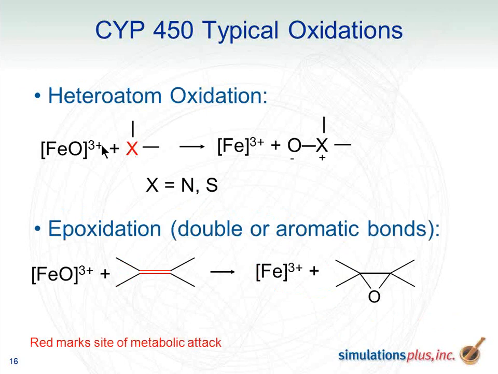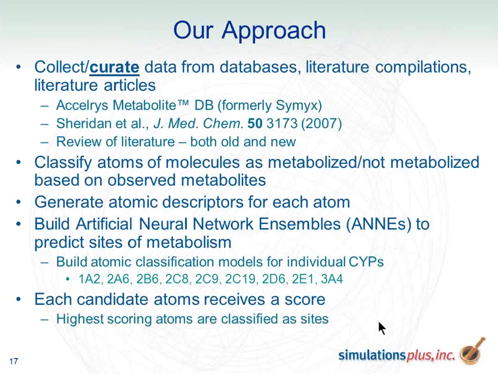Another example of a reaction is heteroatom oxidation. So in this case, X is a nitrogen or a sulfur, and that can simply be oxidized to create the N-oxide or the sulfone for sulfur. And then the final example here is epoxidation. So a double bond or an aromatic bond gets converted into an epoxide. Currently, we do not treat these types of reactions in our models.